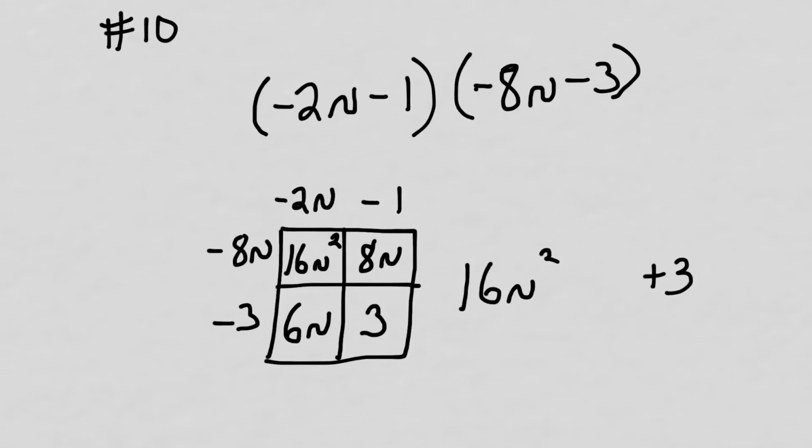All right, combining like terms, bring down the 16n squared, bring down our plus 3, then combine 8n plus 6n, which is 14n. 16n squared plus 14n plus 3. That's our answer.